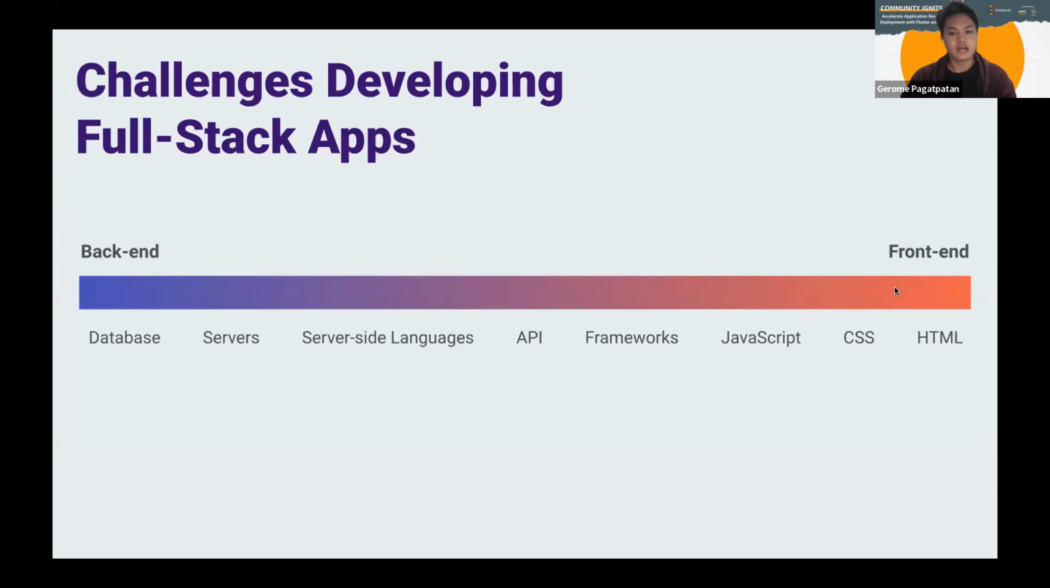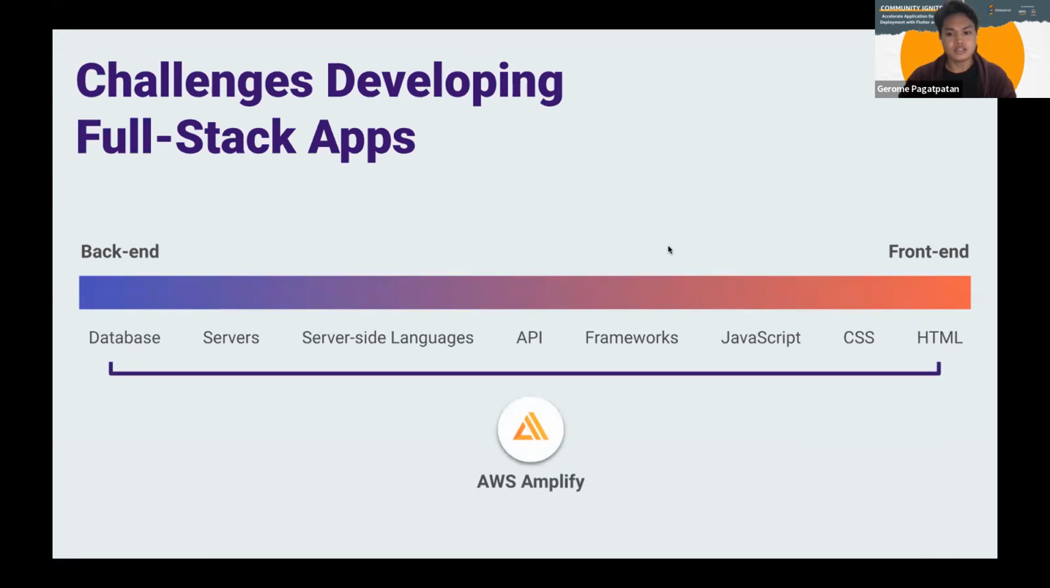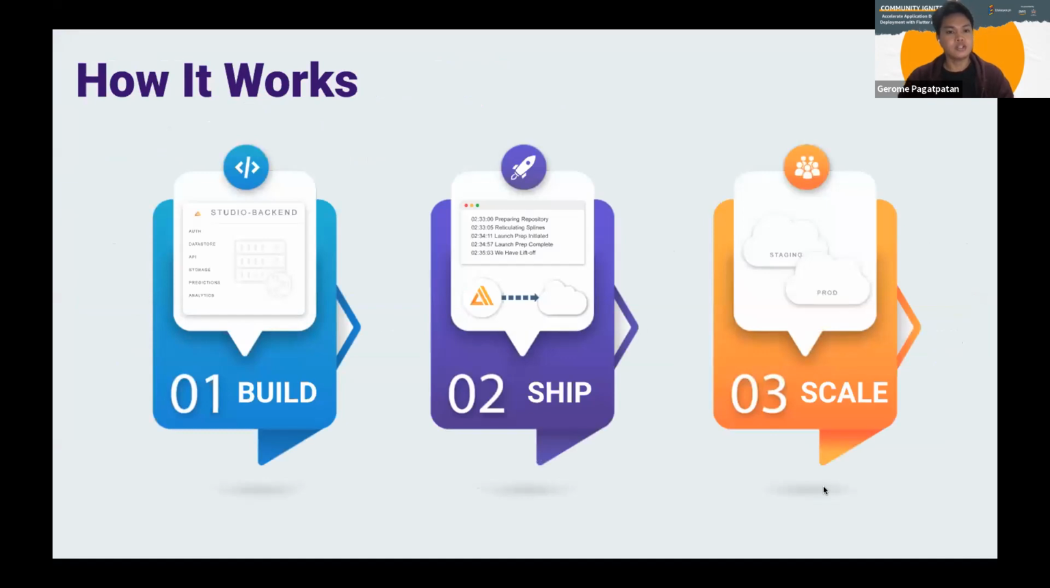Now, with AWS Amplify, we can easily develop applications faster because Amplify will handle both the front-end and back-end side of your applications. Now, how does AWS Amplify work? We have only 3 steps. First is the build, the configuration of the back-end side and the creation of the UI components. Second is the deployment, from your repository to hosting the application. Lastly, scaling. You can manage multiple environments of your app, such as staging, production, testing.